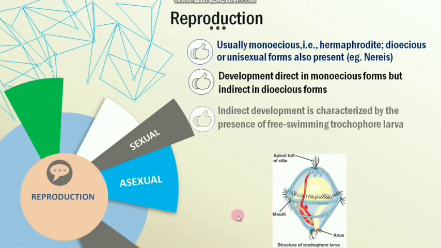Now, asexual reproduction is there in oligochaetes and polychaetes. The asexual reproduction is characterized by budding. So one small individual will be developing or budding off from the parent organism and it will get separated. So that kind of budding is present in Annelida as part of asexual reproduction.